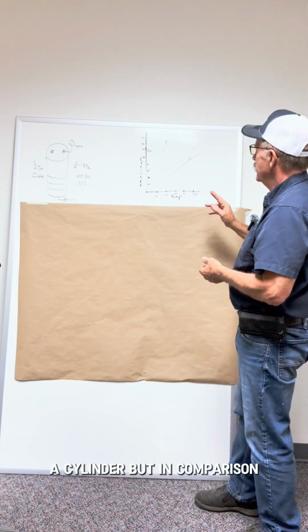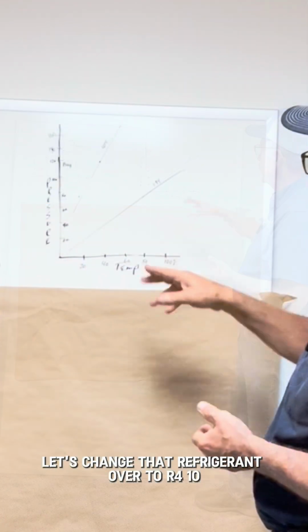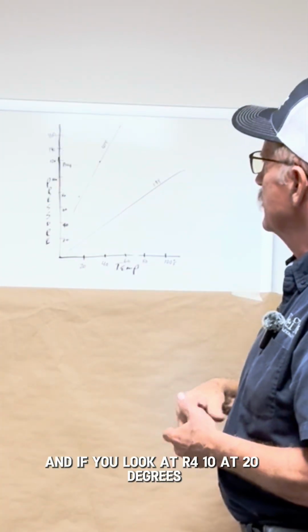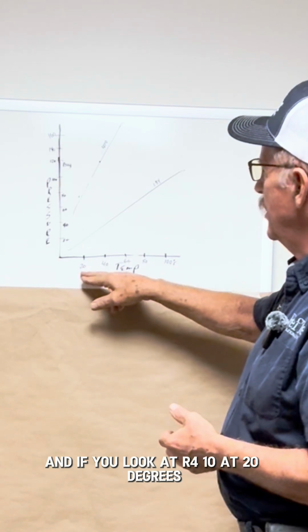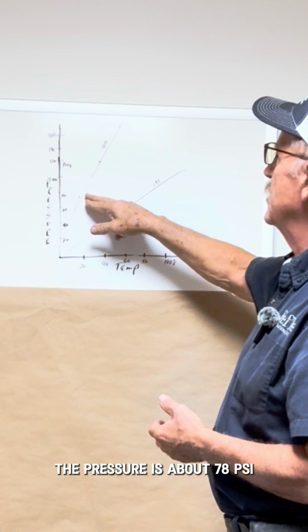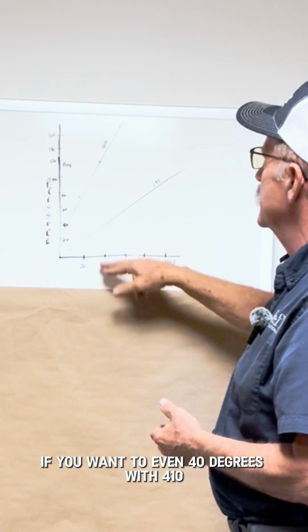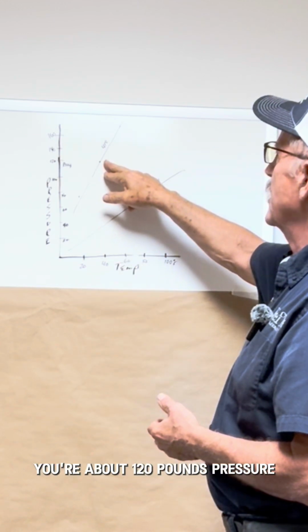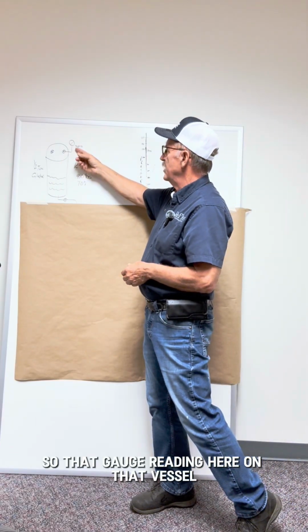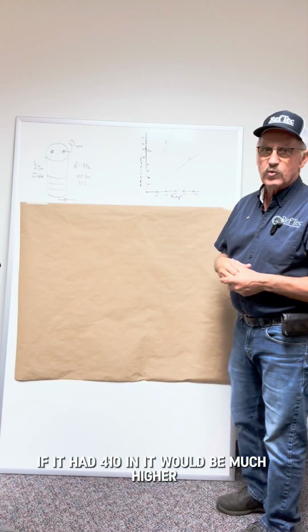But in comparison, one thing to think about, let's change that refrigerant over to R410. If you look at R410 at 20 degrees, the pressure is about 78 psi. If you went to even 40 degrees with 410, you're about 120 pounds pressure. So that gauge reading here on that vessel, if it had 410 in it, would be much higher.